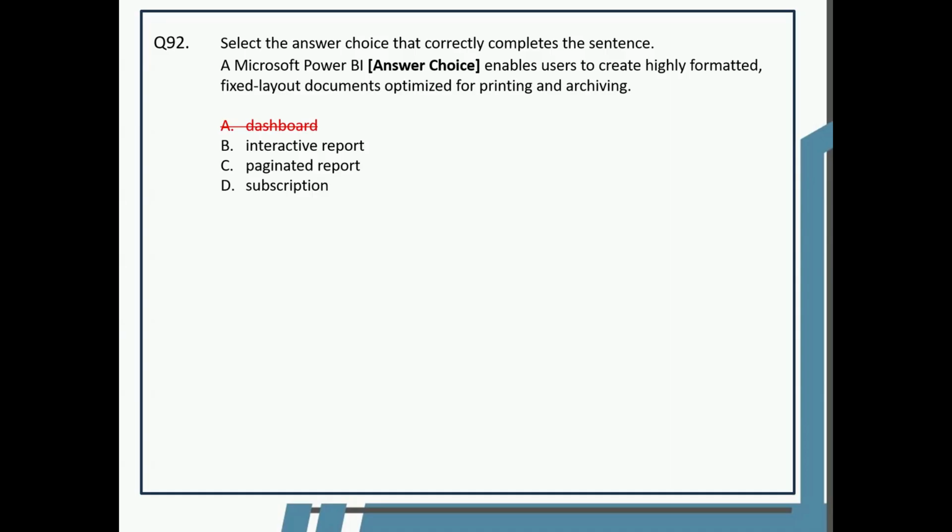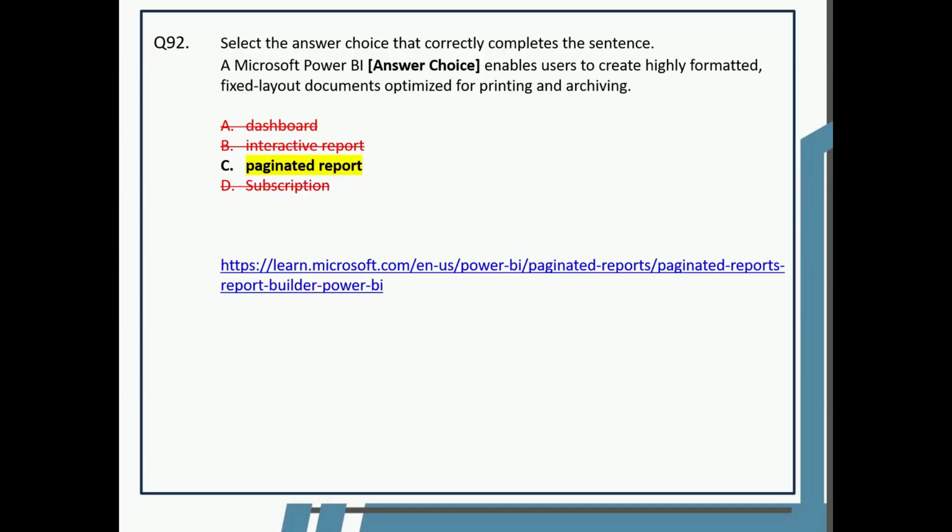Interactive report is a multi-page report designed for data exploration and interaction, allowing users to filter, drill down, and analyze data dynamically, but not optimized for printing or archiving. Now, paginated reports are designed to be pixel perfect documents where the layout is precisely controlled. They are called paginated because they are formatted to fit neatly across multiple pages. They are ideal for printing documents such as invoices, receipts, and financial statements.